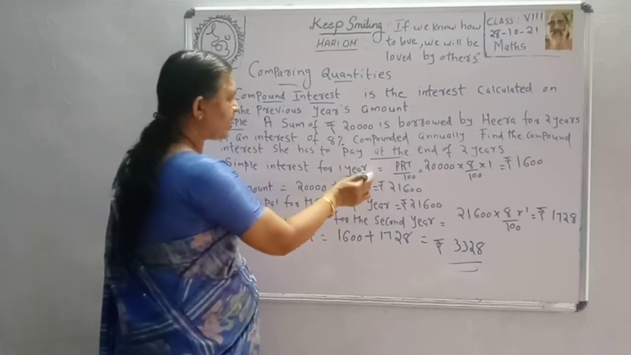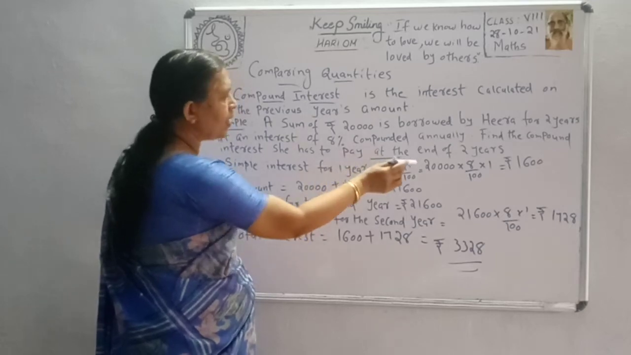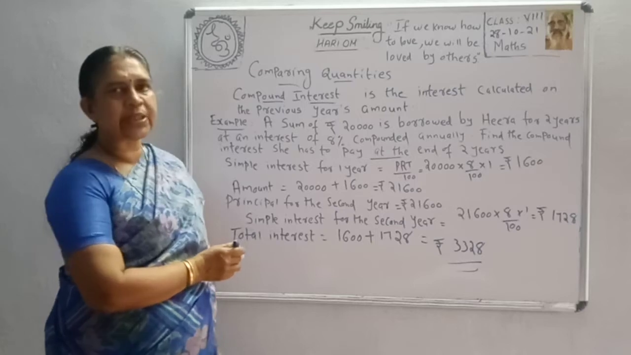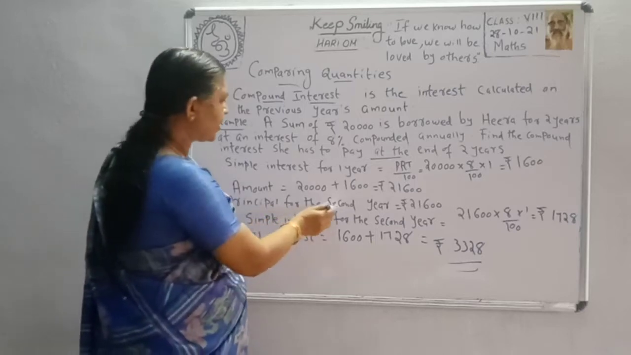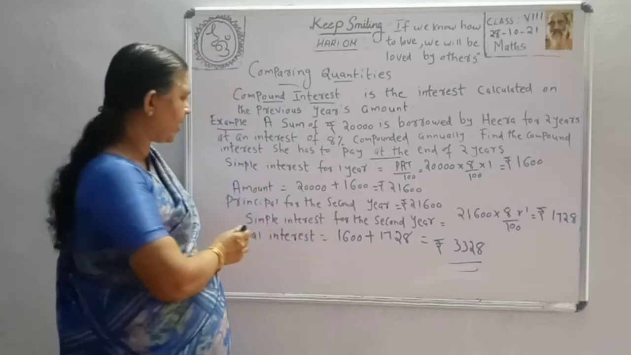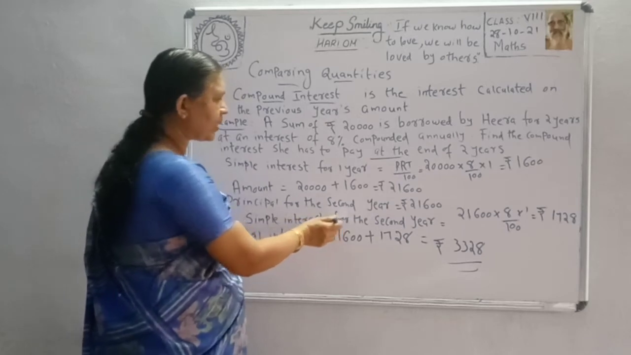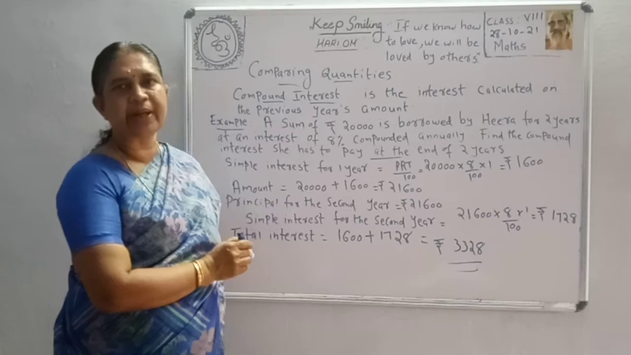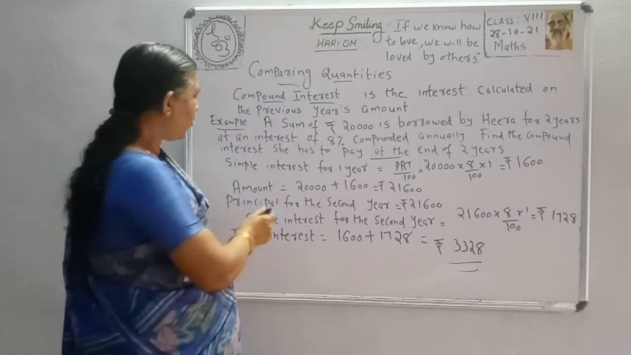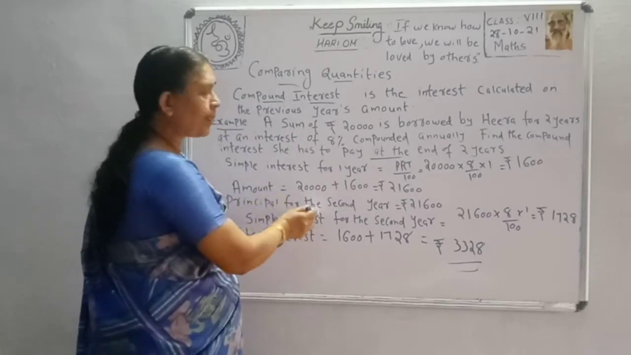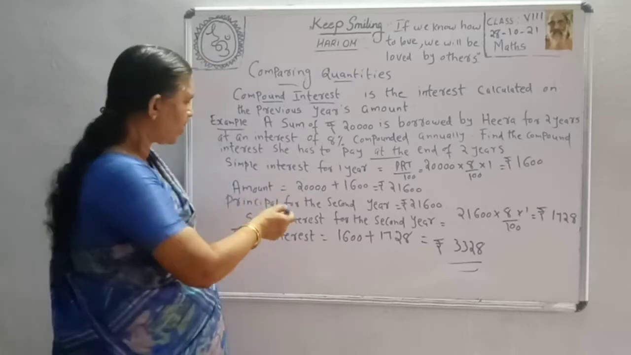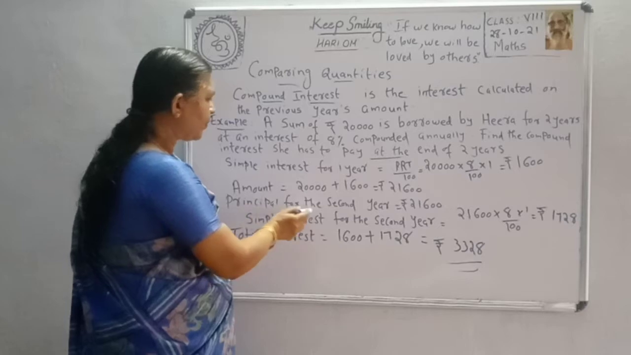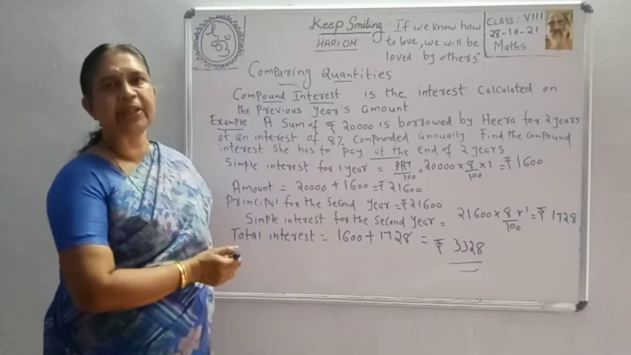The first year's principal is 20,000 plus 1,600, that is the amount is 21,600. So the principal for the second year is 21,600. So for the second year's simple interest, here P is equal to this amount. That is the difference between simple interest and compound interest. In compound interest we are taking the amount as the principal for the second year. And what is the amount for the first year? 21,600. So the principal for the second year is rupees 21,600.